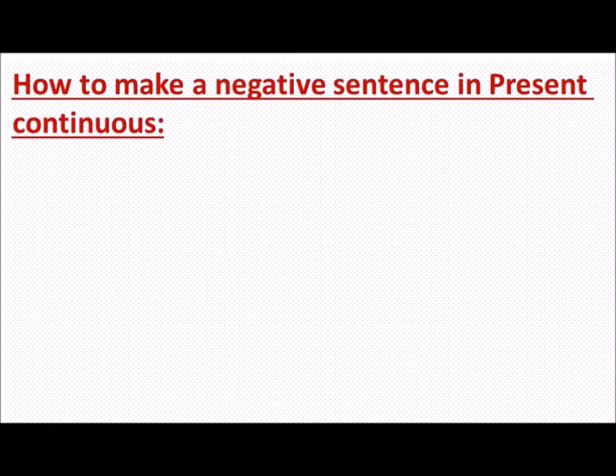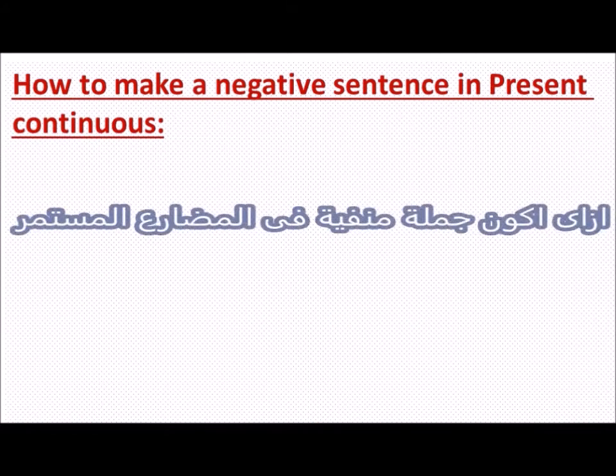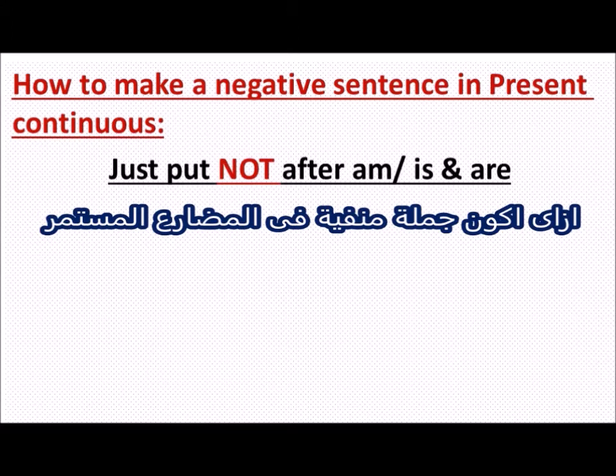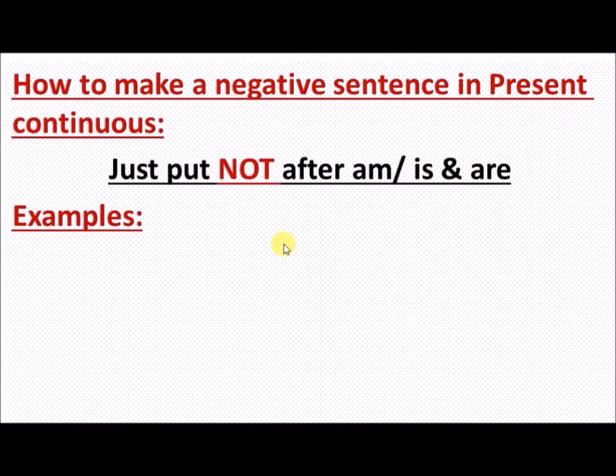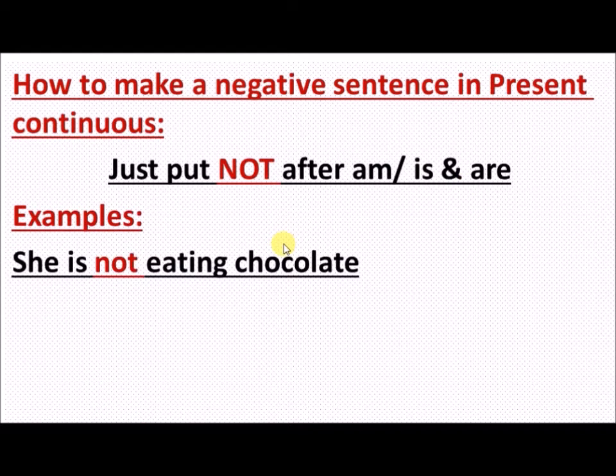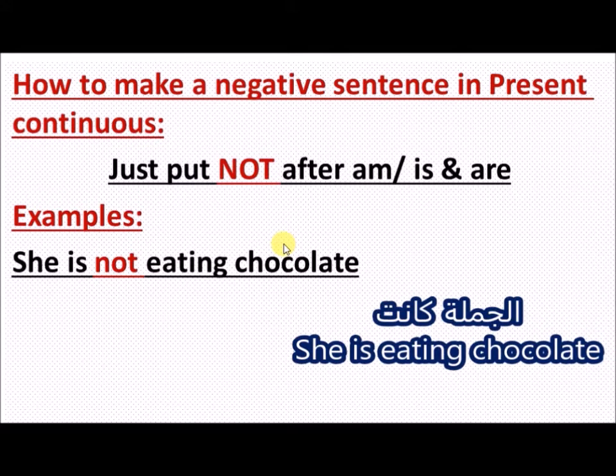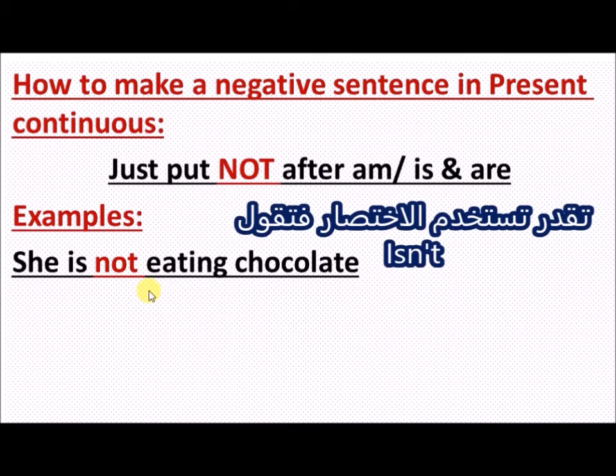Right now we can move to the negative form or the negative sentence in the present continuous. And how to make a negative sentence? We just put not after am, is, and are. That's quite easy, right? Let's take some examples. If I'm saying she is eating a chocolate, the negative form is she is not eating a chocolate. And of course, guys, you can use the reduction form saying she isn't eating a chocolate.